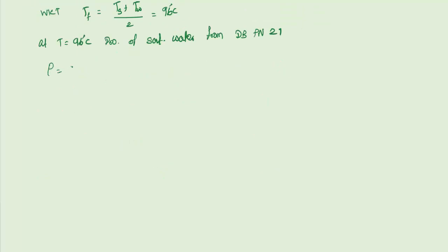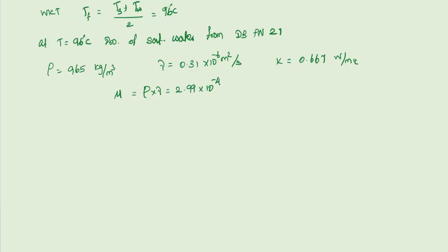Rho equal to 965 kilogram per meter cube. Second thing, nu equal to 0.31 into 10 to the power minus 6 meter squared per second. K equal to 0.667 watt per meter Kelvin. From these values, find out the dynamic viscosity, rho into nu, which is 2.99 into 10 to the power minus 4 Newton second per meter squared.